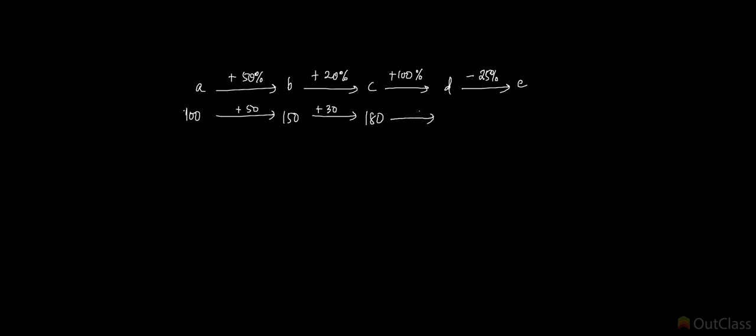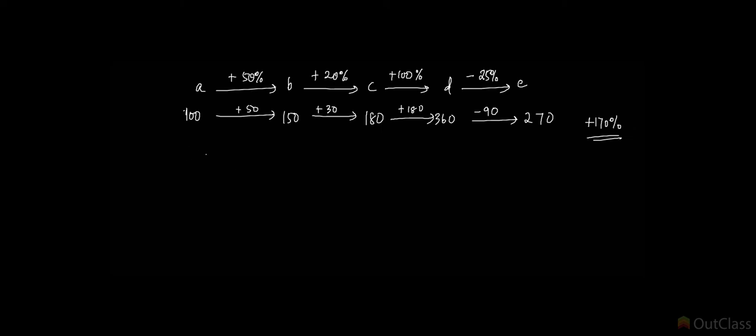And then 180 increased by 100% is a doubling, so you'll get 360. And a reduction by 25% or 1/4 means you have to subtract 1/4 of 360, which is 90, from the 360. You will get 270. So the number used to be 100, it has become 270. That is a 170% increase, plus 170%. This is taking advantage of the invariance and starting with any number that you want. I just took 100 because it's percentage.